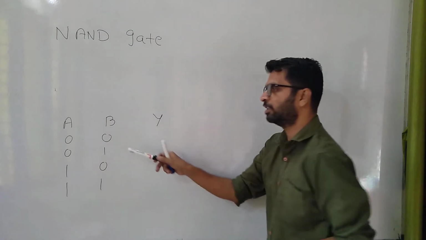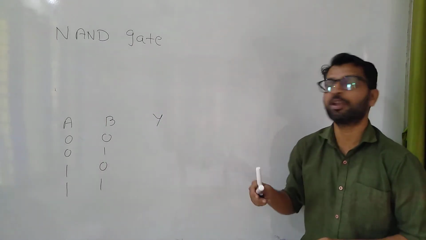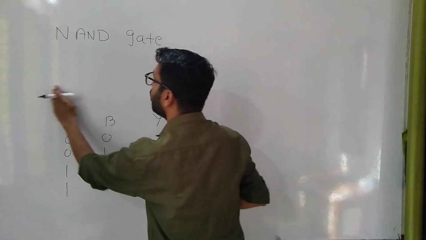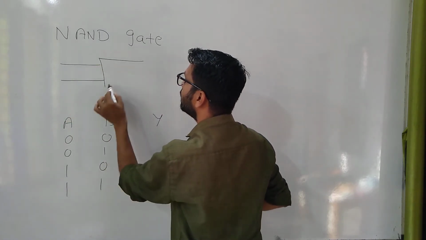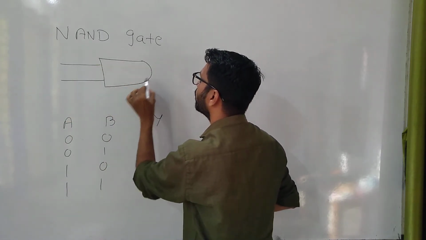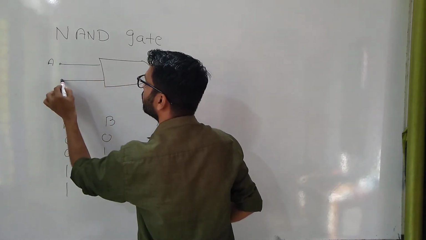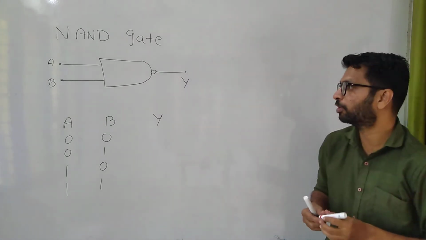So we will not change these two inputs. So NAND gate is a mixture of the NOT gate plus AND gate. So the symbol for that is the same as the AND gate, but we will put a bubble here. So this is A input, B input and Y output.